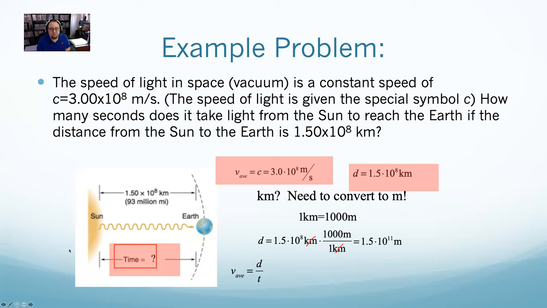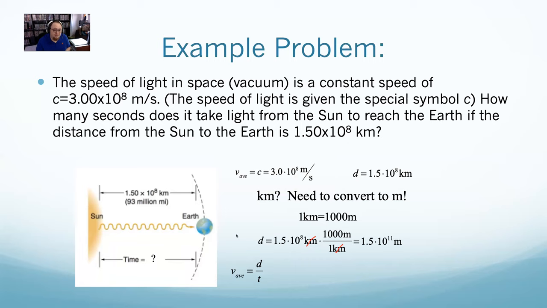And so I'm going to rearrange this. I'm solving for time. Right now, as this is written, it's not very good for solving for time. So I'm going to rearrange. What I'll do is multiply both sides by t. Anytime you're solving for something, if it's in the denominator, your first step should be to get it out of the denominator. If it's on the bottom of a fraction, bring it to the top of a fraction. So I'm going to multiply both sides of the equation by t. If I multiply both sides by t, I get that vt equals d because my t's cancel out on the right.